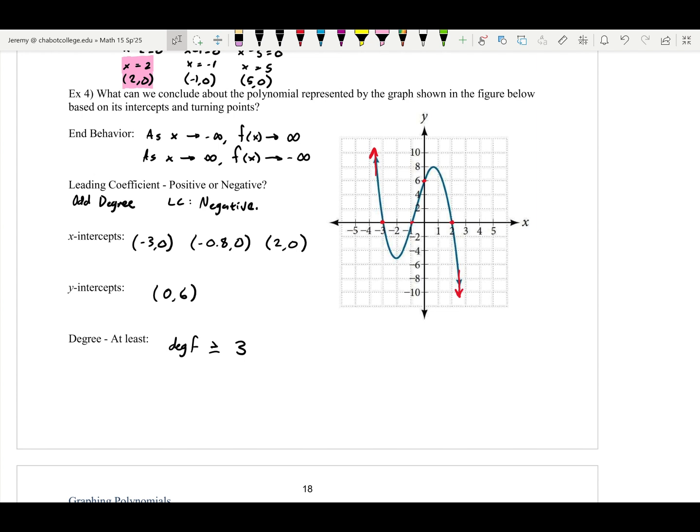Again, just looking at the graph and working in the opposite direction, using those elements of the graph to try and extract some information about the underlying function.